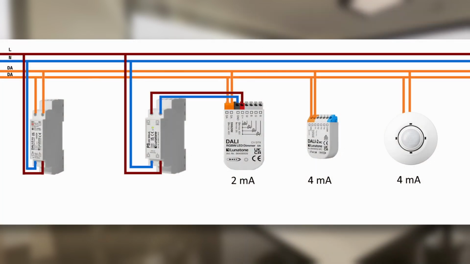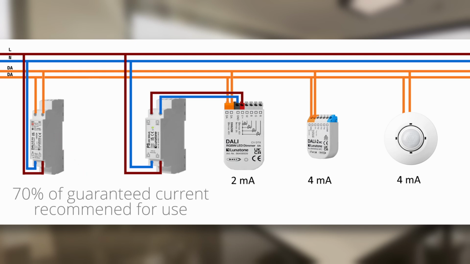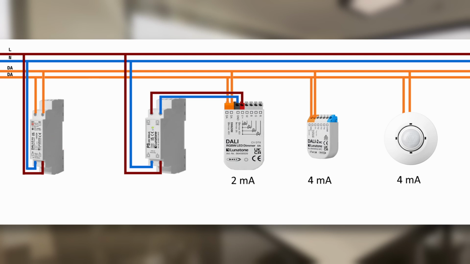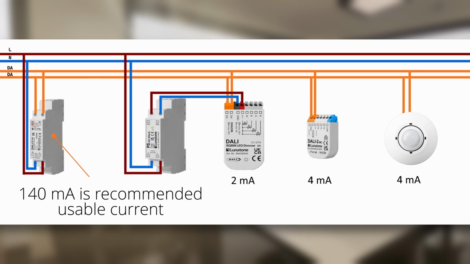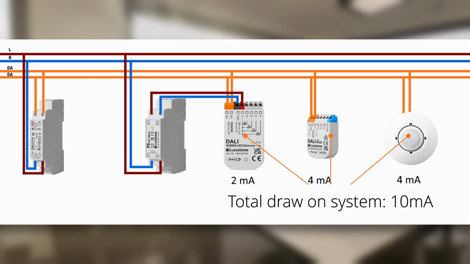Let's look at a simple example to understand this concept. In this example, we have a 250 milliamp DALI power supply, providing power to multiple devices. The guaranteed supply current of this device is 200 milliamps. Only 70% of the guaranteed supply current should be used to ensure reliable operation. This means that 140 milliamps, 70% of 200 milliamps, is the recommended usable current. In this case, the connected devices draw 4 milliamps, 4 milliamps, and 2 milliamps, for a total of 10 milliamps, which is well within the 140 usable limit.